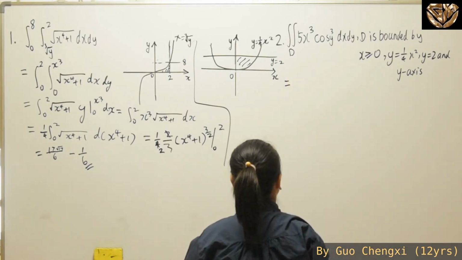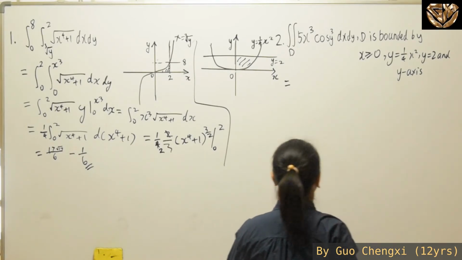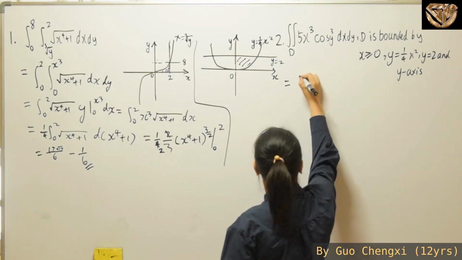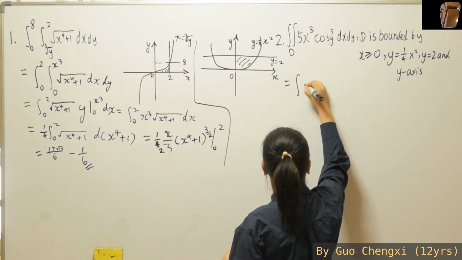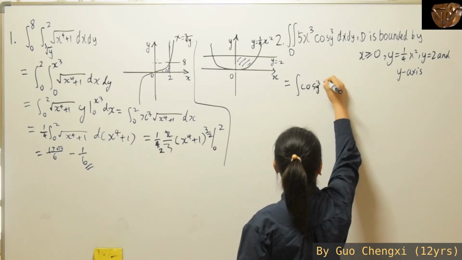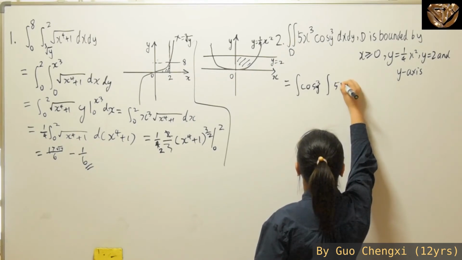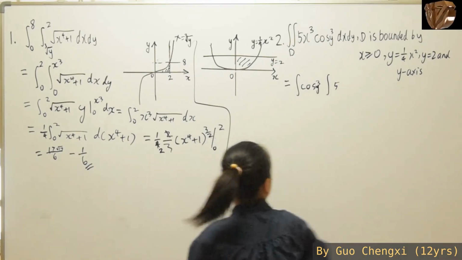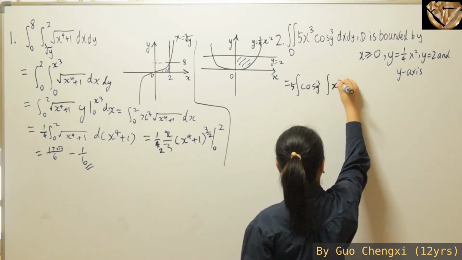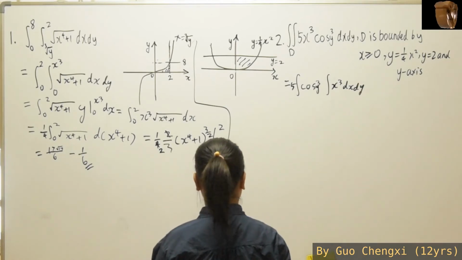But before that, which one can we integrate first? Well, we can only integrate with respect to x first, because over here is cosine y cubed. Okay, so this over here, we're going to put outside for a second. But first, what's our boundary?